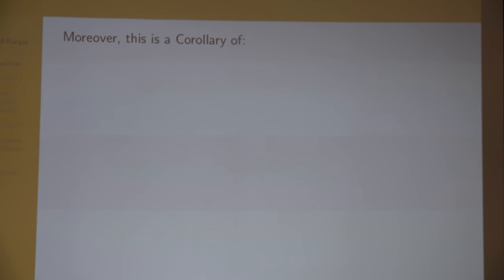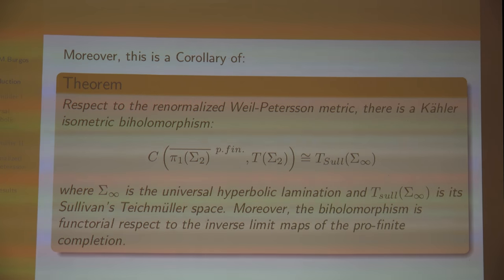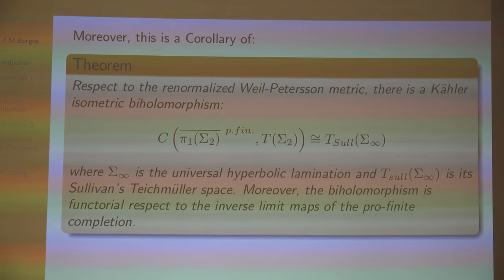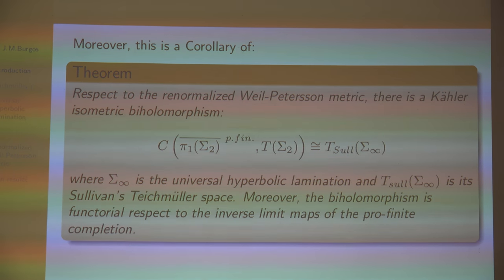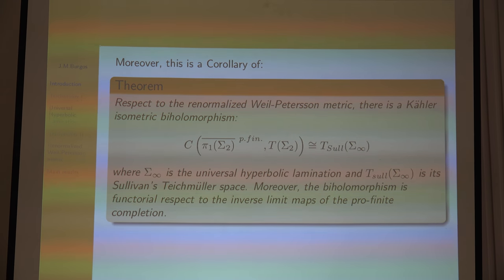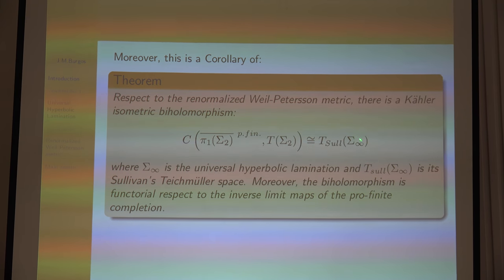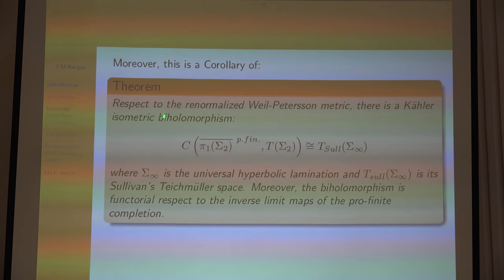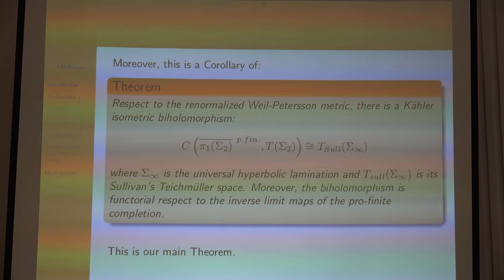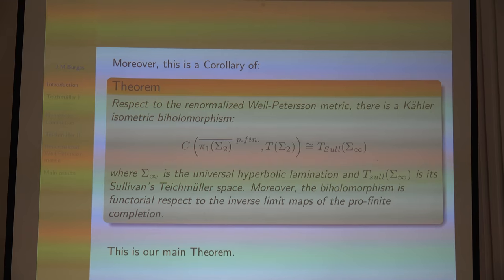And moreover, this is a corollary of the main results of our work. That is, with respect to the renormalized Weil-Petersson metric, there is a Kähler isometric biholomorphism between Sullivan's Teichmüller space of the universal hyperbolic lamination and the continuous functions of the profinite completion of the genus 2 curve fundamental group into the Teichmüller space of the genus 2 curves. That's our main result. And moreover, in a sense I will explain at the end of the talk, this result is functorial with respect to the inverse limit maps of the profinite completion. What is C? Continuous. C is continuous.